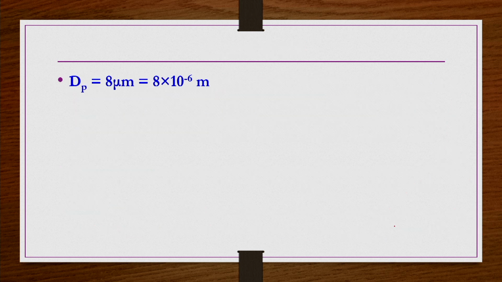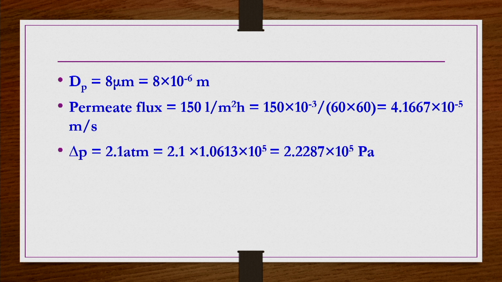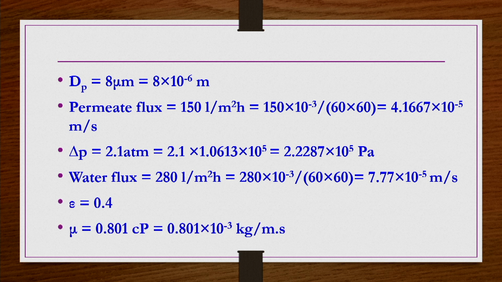Let us see that one. delta P is given, permeate flux is given, so we converted it into meter per second. Delta P is given, it is converted into Pascal. Water flux is also given in liter per meter square hour. If you convert into meter per second units, it comes like this. Epsilon is given, mu is given, okay. So, in kg per meter per second, it is 0.801 into 10 power minus 3.